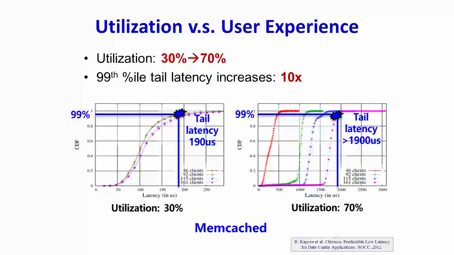Here is a case for memcached. If, for example, the utilization is 30%, that's okay. The tail latency is only about 190 microseconds. But if we improve utilization to 70%, the 99% tail latency increases by 10 times. That is terrible for user experience.